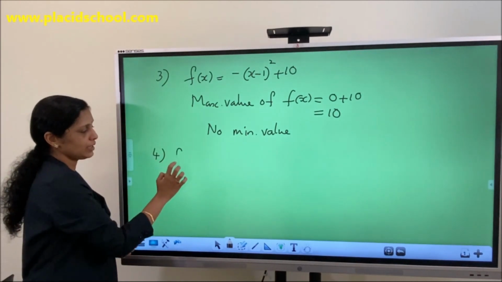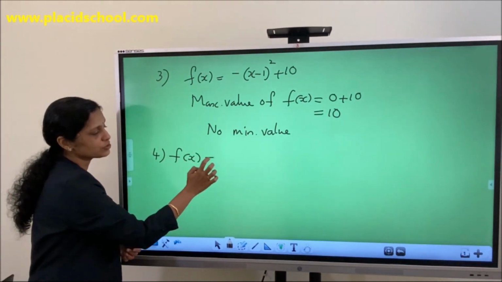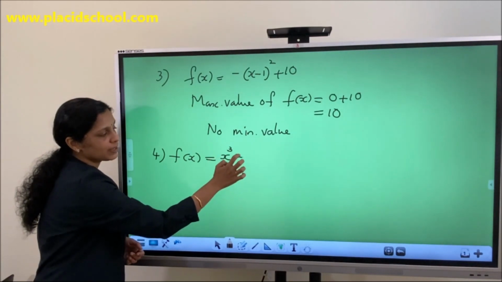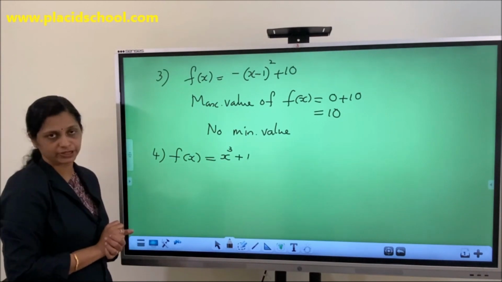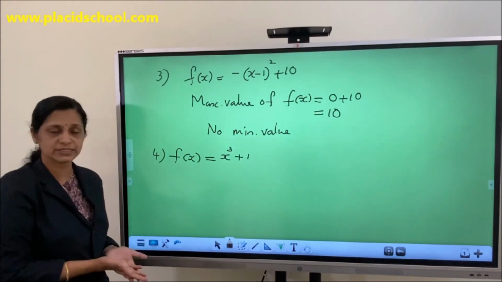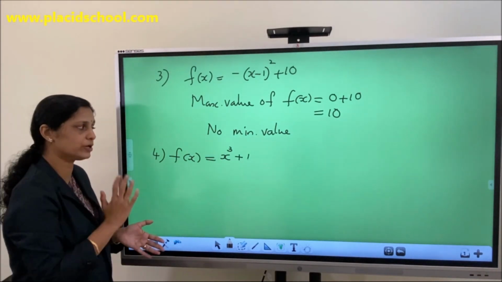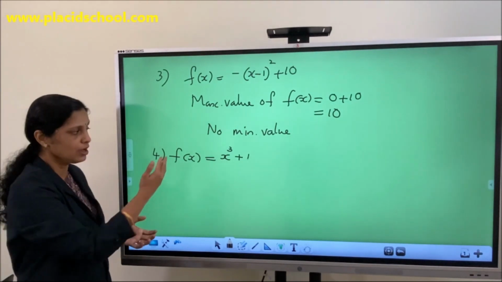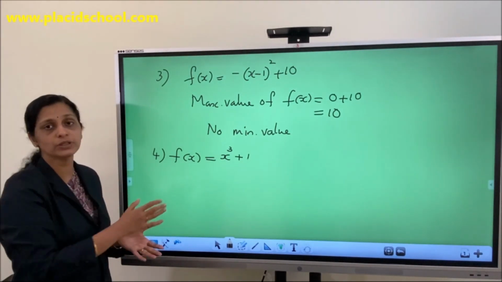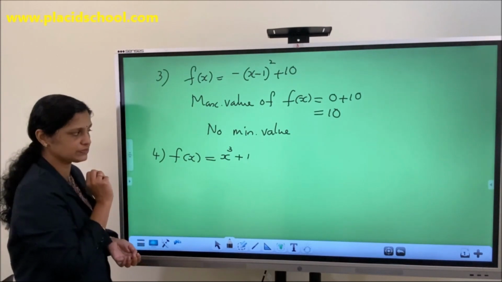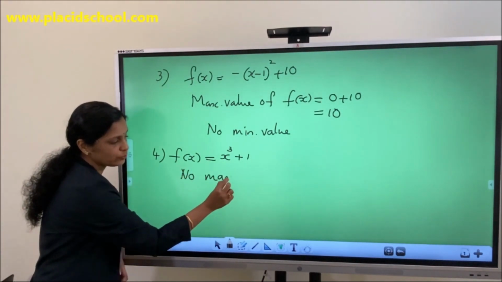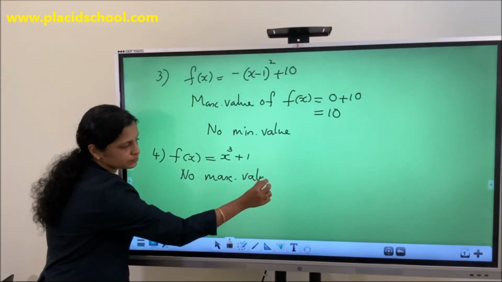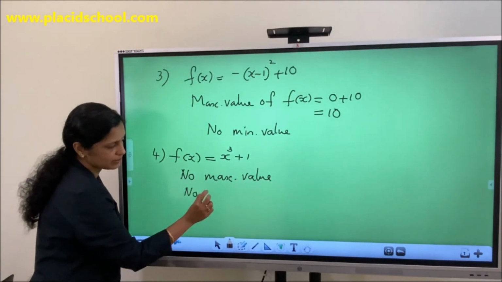Question number 4: f(x) = x³ + 1. The first term is a perfect cube, and we know that for positive numbers it is positive and for negative numbers it is negative. And we cannot say anything about the maximum and minimum value of this function. Therefore, the answer is no maximum value, no minimum value.